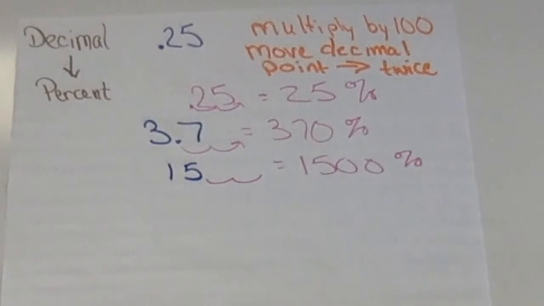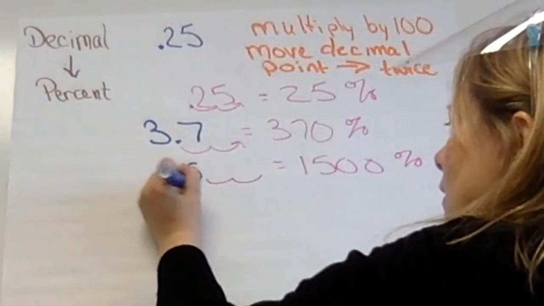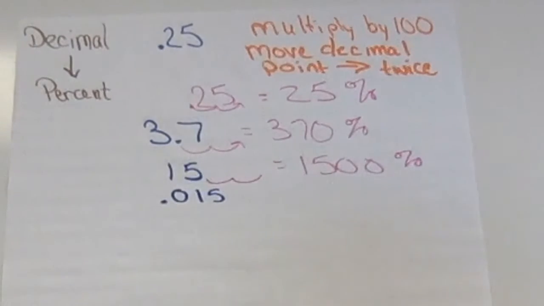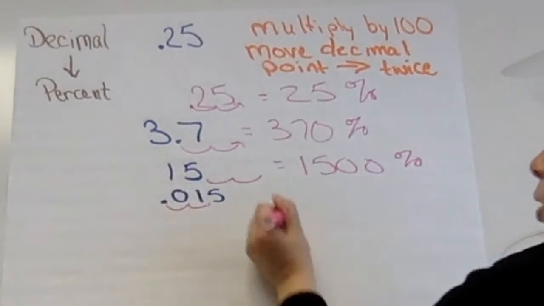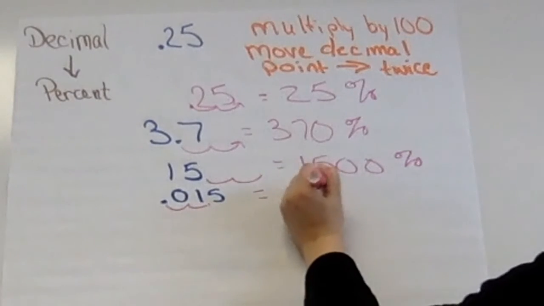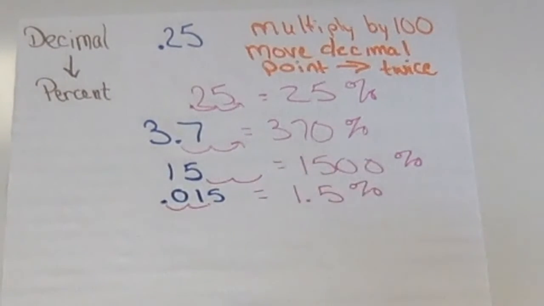What if it's like 0.015, with some zeros in it? Good example. You're just going to move it over twice, so that will equal 1.5%. All right. Any questions on decimals to percents?